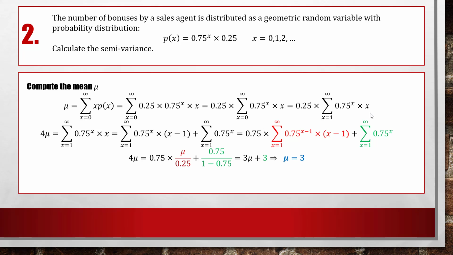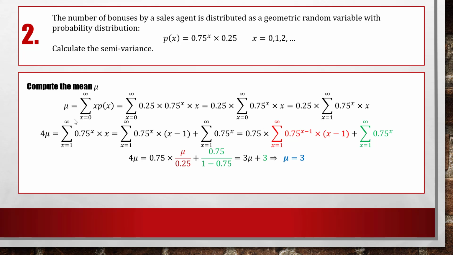X minus 1 plus 1. Alright. And here I noticed that 0.25 is in front of the summation. I don't want to be confused with the constant, so I'm going to multiply both sides by 4 to get rid of this 0.25. So we got 4 mu is equal to the summation of 0.75 to the x times x, when x goes from 1 to infinity. Now, I want x minus 1 to appear.